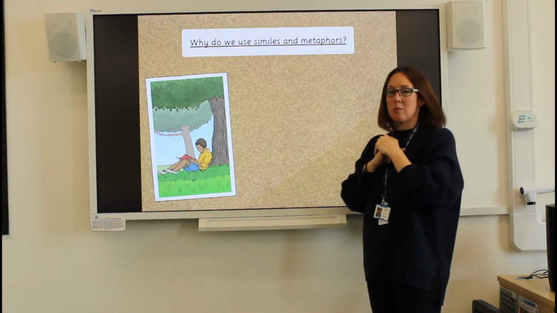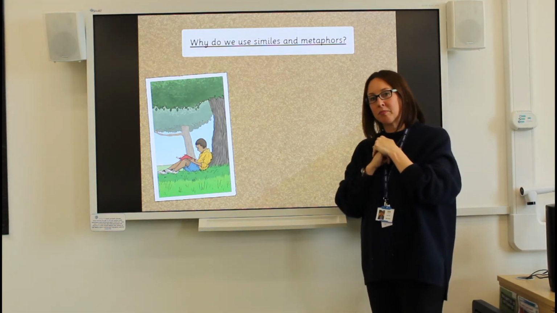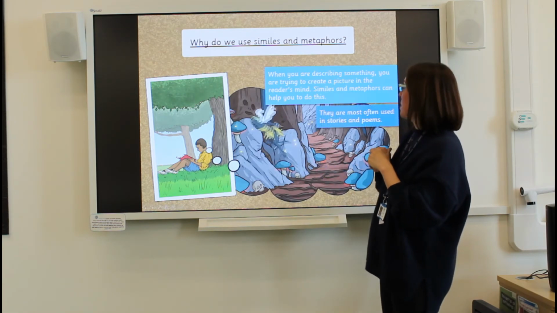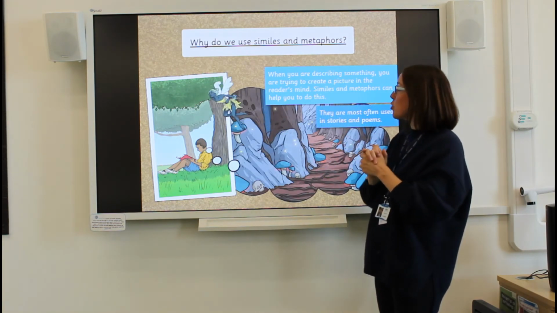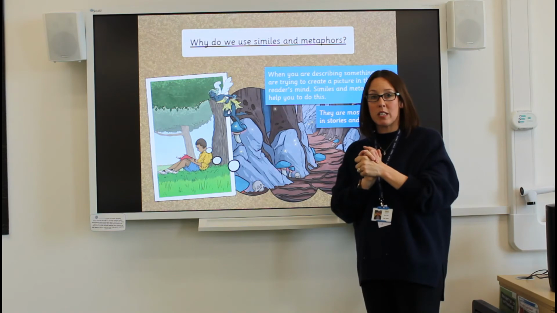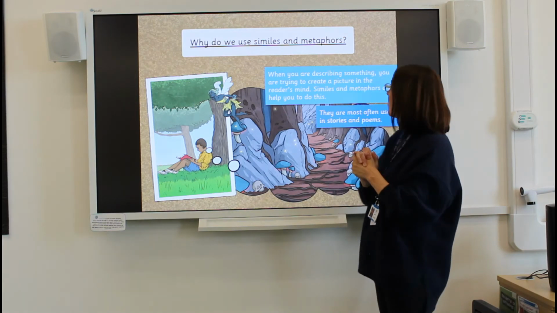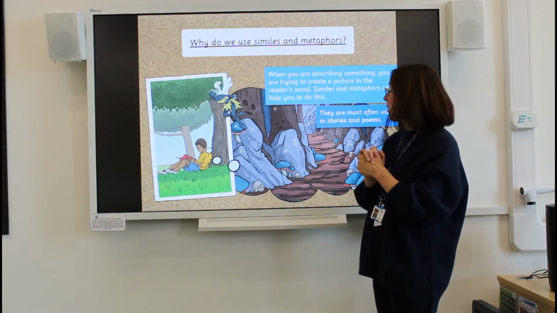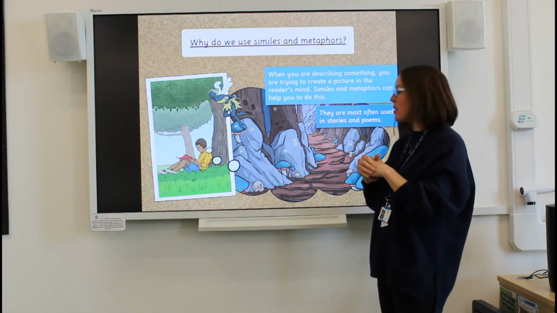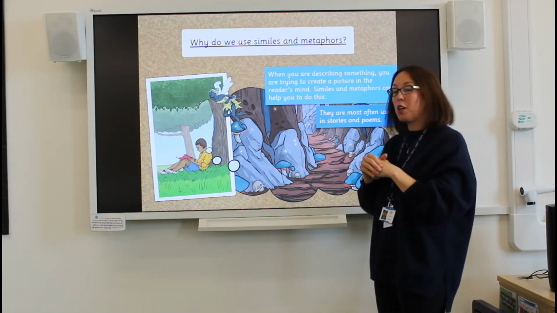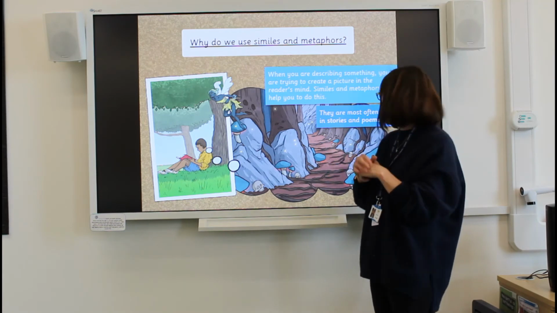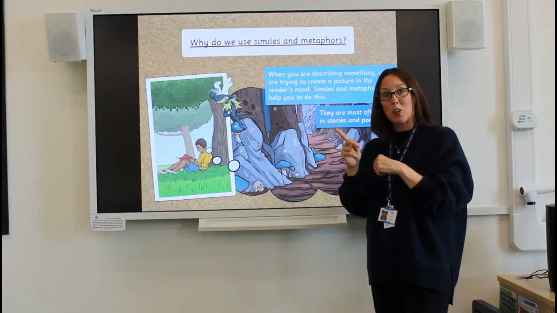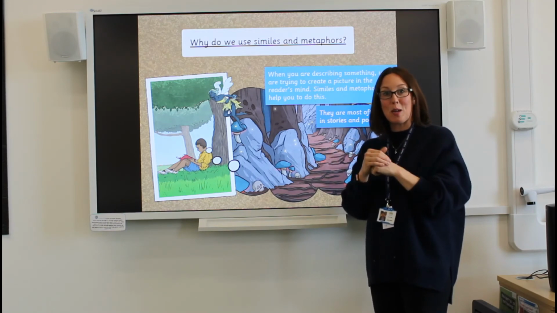Okay. So why do we use similes and metaphors? Why do you think? Okay, so we use them when we're describing something to try and create a picture in the reader's mind. Similes and metaphors can help us to do this, can't they? They help to draw those comparisons. They are most often used in stories and in poems. And you might be reading a story at the moment where you can recall reading a simile or a metaphor.